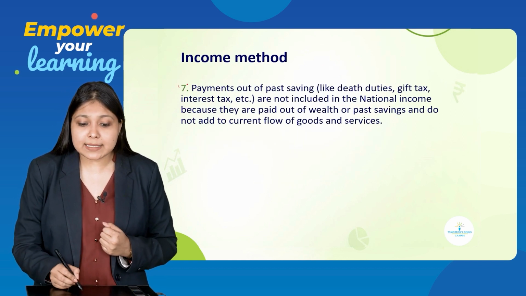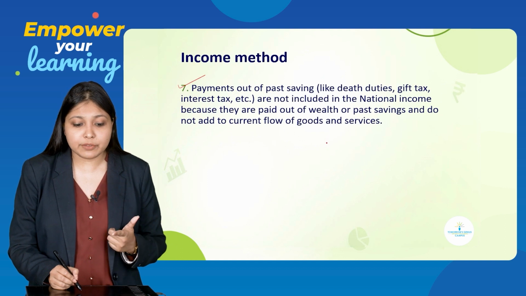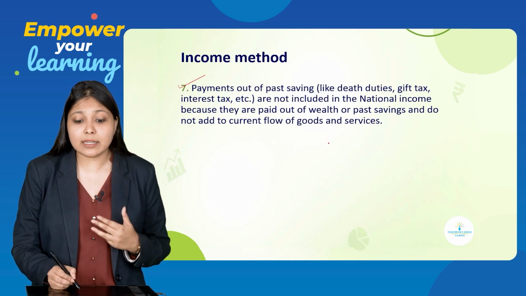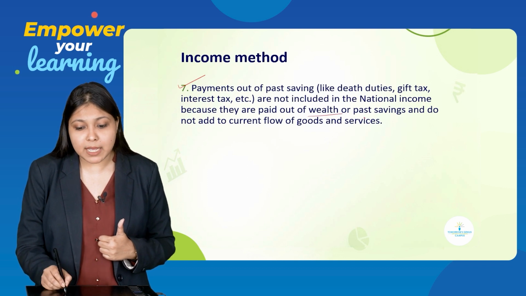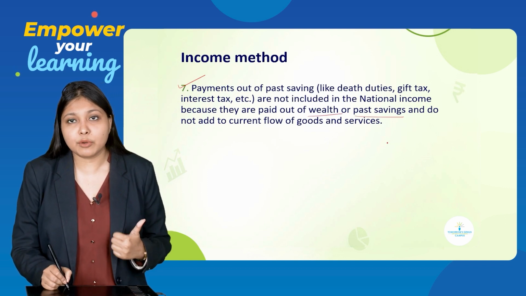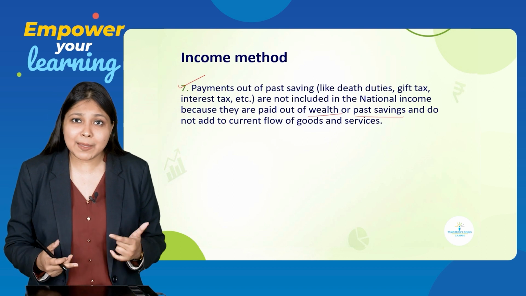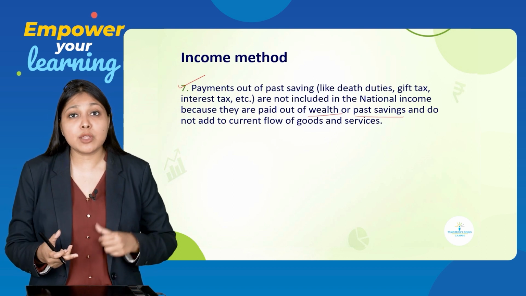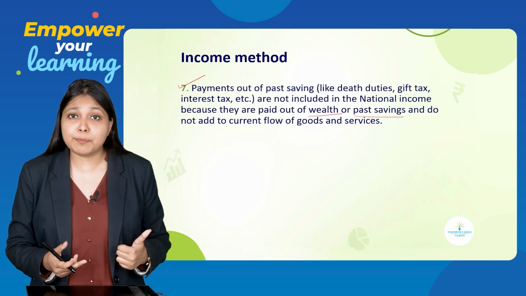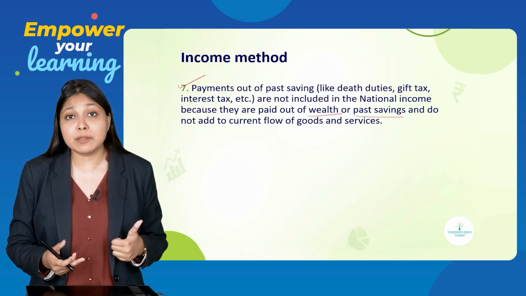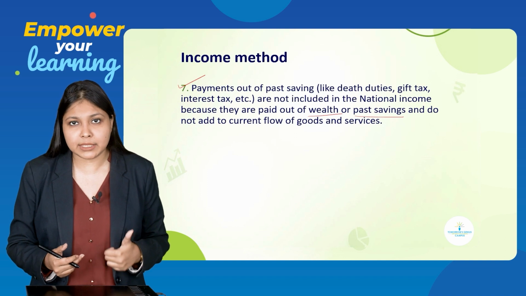Payments out of past savings like death duties, gift tax, interest tax, etc. are not included in national income because they are paid out of wealth or past saving and do not add to the current flow of goods and services. Any payment which you are doing from your past savings or past wealth, that kind of transaction will not be included while computing national income.